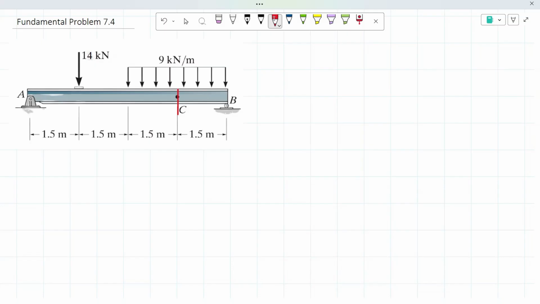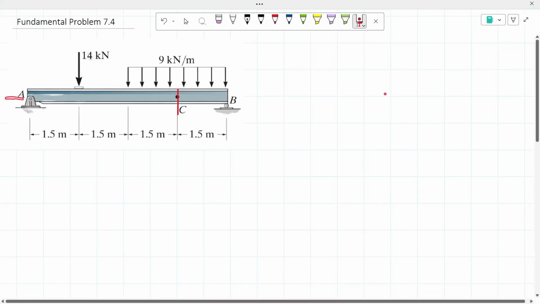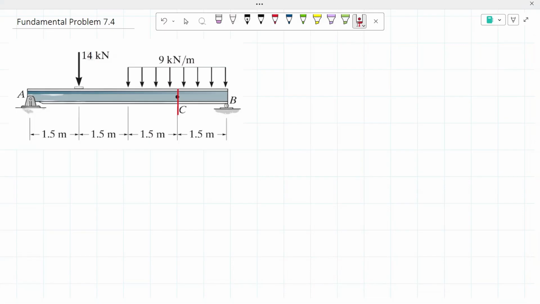If we were to take a look at the left side of the beam, we could see that we have a pin support at point A, meaning we're going to have two unknown reactions, our vertical reaction and our horizontal reaction. So we would have to solve for two unknown reactions. Meanwhile, on the right side, we have a roller support at point B, meaning we're only going to have one unknown reaction, which is our vertical reaction. And because of that, I'm going to be working with the right side of the beam since it would be easier.